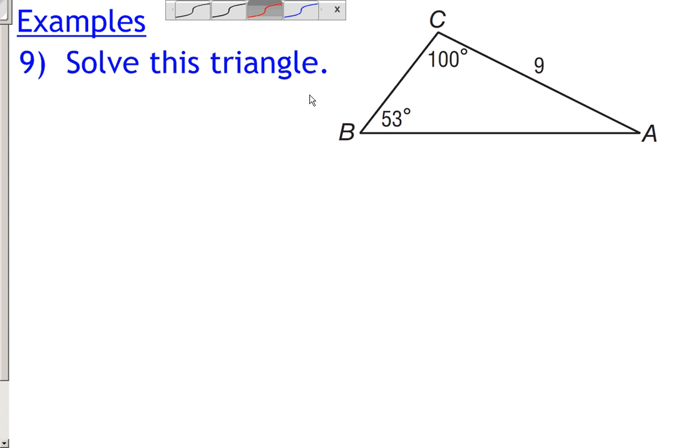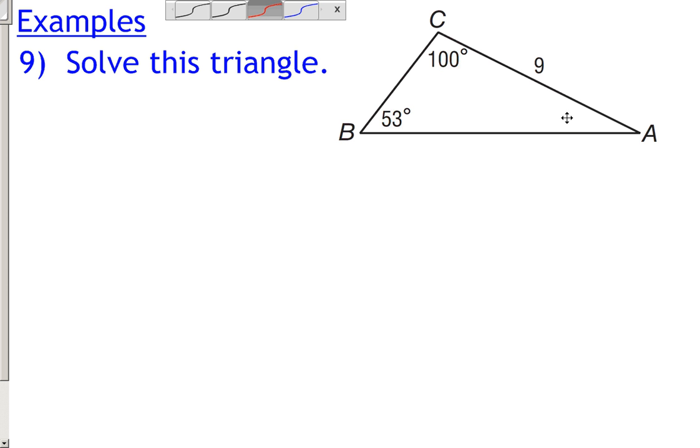Okay, for this last example, we're going to solve this triangle just like we did last week with right triangles. Remember, solving a triangle just means get all the sides and all the angles. Well, in this case, it's not a right triangle, so we can't use any of those right triangle methods, so we have to use law of sines. It's the only thing we know so far.